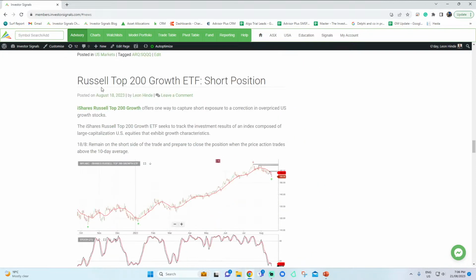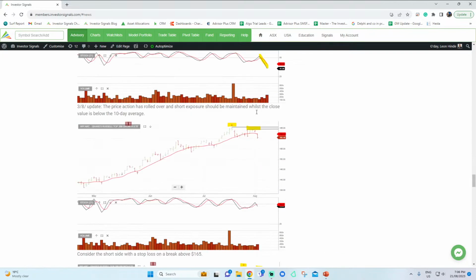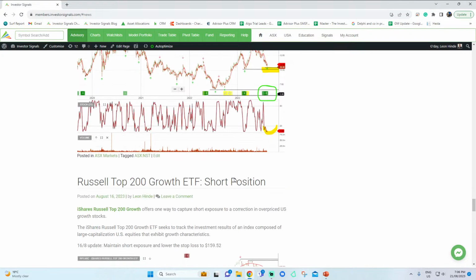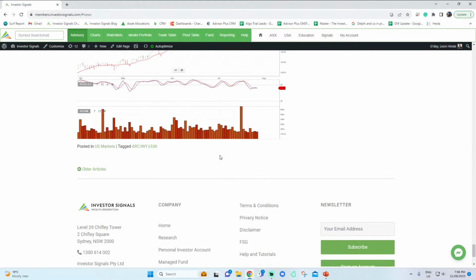The Russell Top 200, so this is a US listed instrument that I've been communicating to our subscribers about, which if you're wanting to short the growth stocks in the US, this is one way of doing it. The iShares Russell Top 200 Growth. We've seen that roll over now from around 165, now trading down at 155. And there's just earlier commentary about setting that trade up. Northern Star, Russell, so continue to just reinforce those themes.